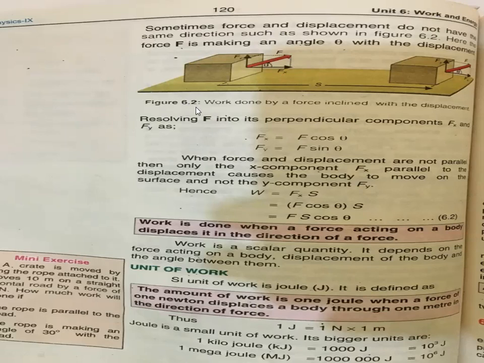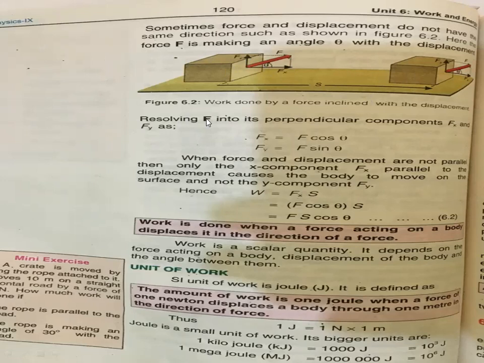If you look at the figure 6.2, work done by a force inclined with the displacement. So the force is making an angle. Suppose you don't consider this block, you can consider a small toy car over here. What happened when you pull the car? This force is applying, and the body is moving in the x direction, or the toy car is moving on the land, on the earth. So this force is making some angle with the earth. Whenever the force is making some angle with the earth, it has two components. One is the Fx component, the horizontal component of the force, and Fy is the vertical component of the force.